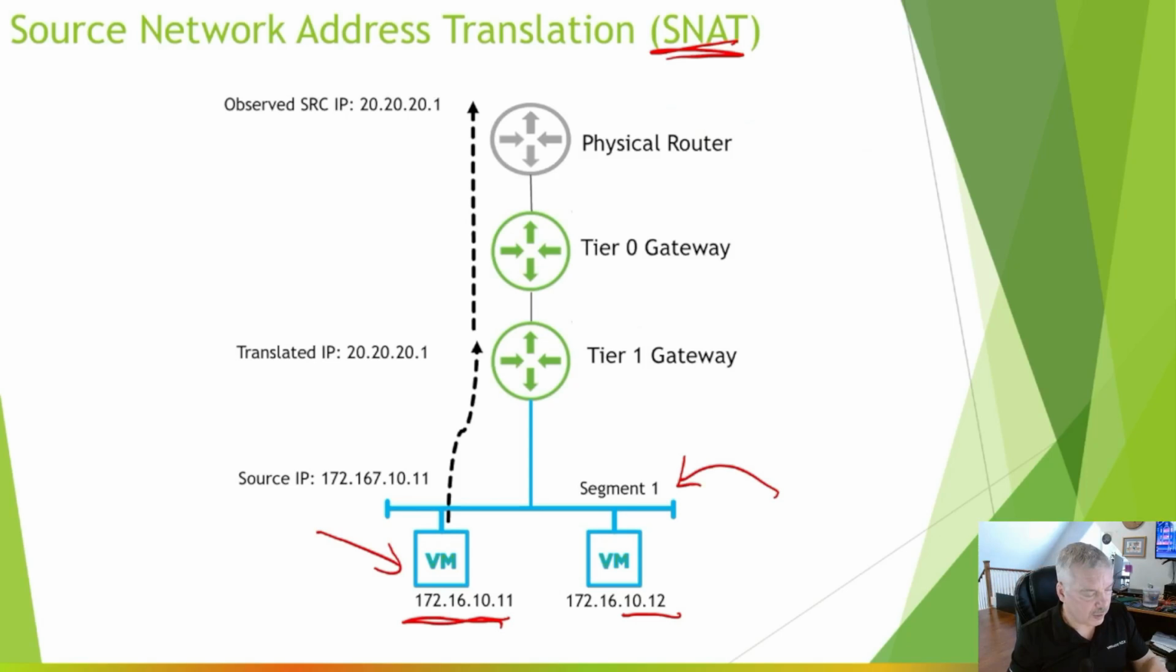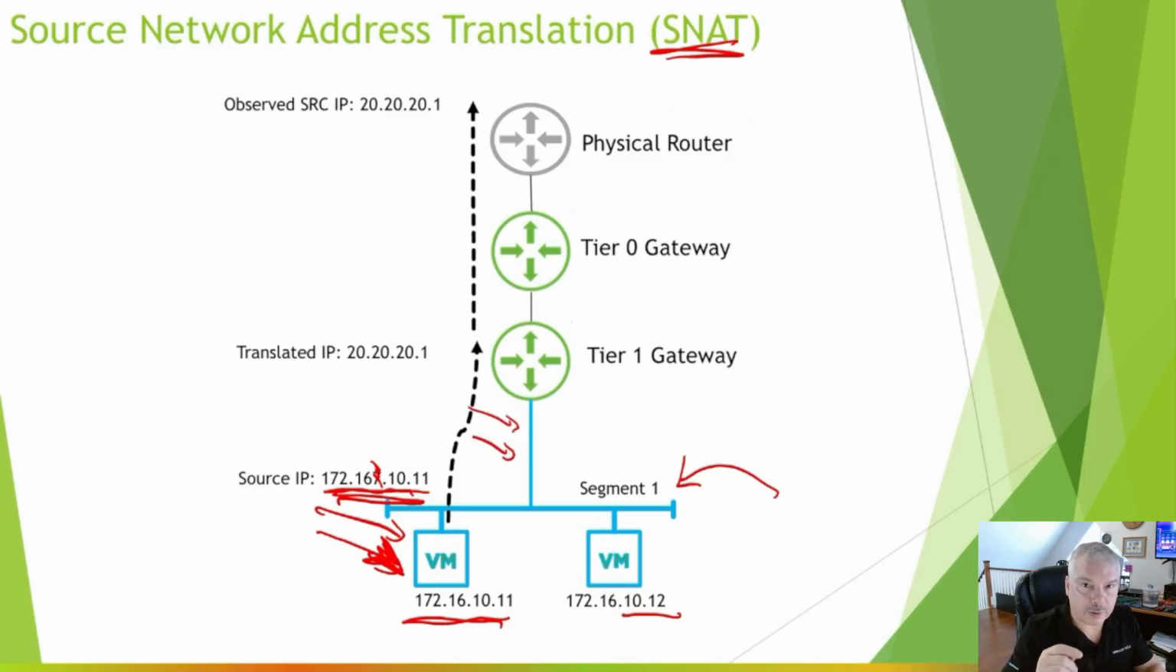So this VM over here at the bottom, let's say it's going to Amazon, whatever, okay? You know, it's pinging Amazon, or you've got a browser, you're going to Amazon. Here's its source IP. So it's going to leave this VM with 172.16.10.11. I had a little typo there, okay? So it's going to leave that. So if you're sniffing it at any point along here, you'll see the source IP is 172.16.10.11.